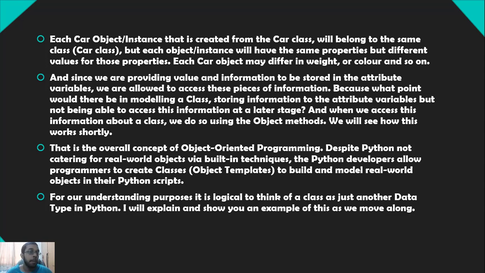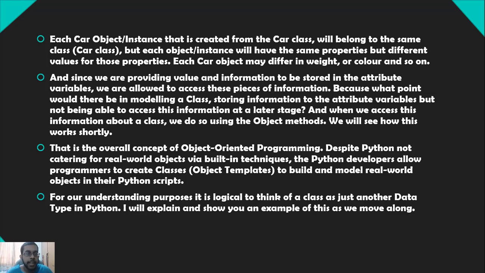And since we are providing values for and information to be stored in the attribute variables, we are allowed to access these pieces of information, because what point would there be in modeling a class storing information to the attribute variables but not being able to access this information at a later stage? And when we access this information about a class, we do so using the object methods. We will see how this works shortly. That is the overall concept of object-oriented programming.